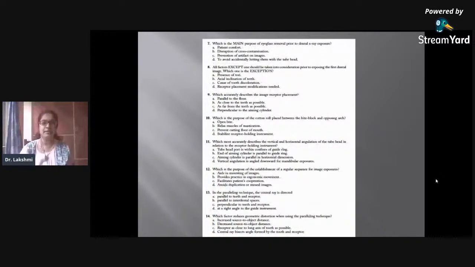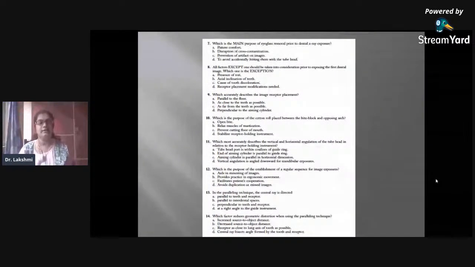Okay, coming to seventh question, which is the main purpose of eyeglass removal prior to dental X-ray exposure? The option is C, to prevent an artifact on the images, radiopaque artifact. Okay, so seventh question, option is C.